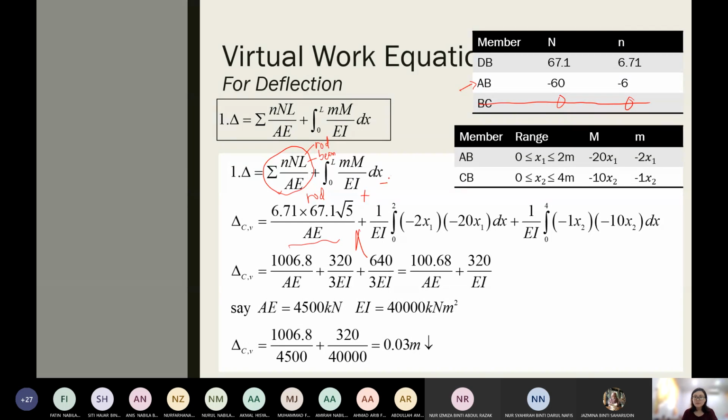So we have -60, -6, and then the length is 2 meter over AE. This is the extra. You can try to determine whether it has a significant change in your results or not. You can try that later. Do you understand my explanation?